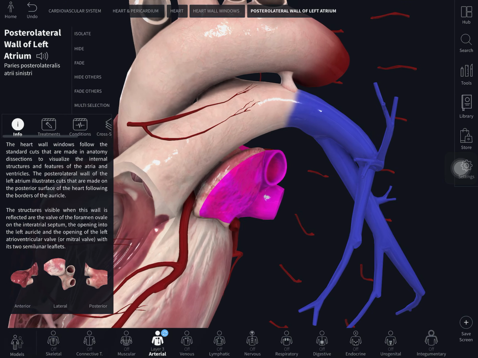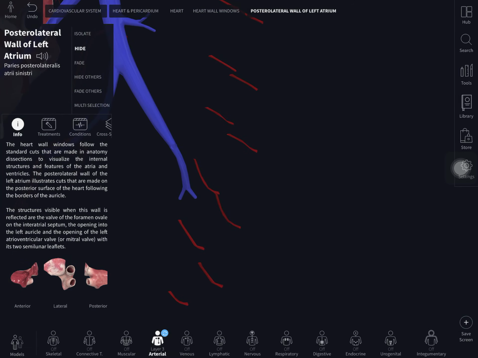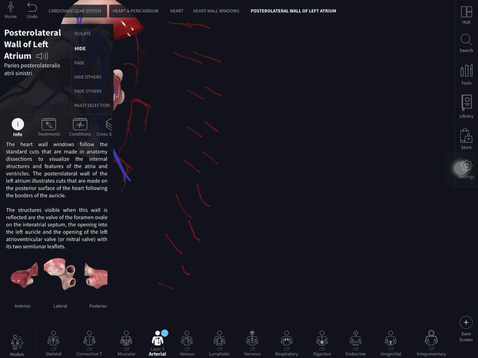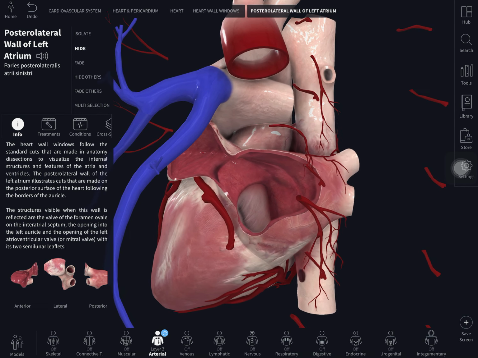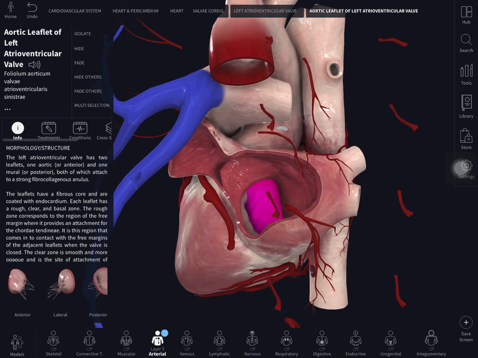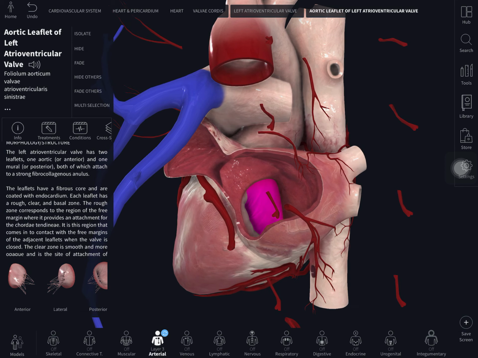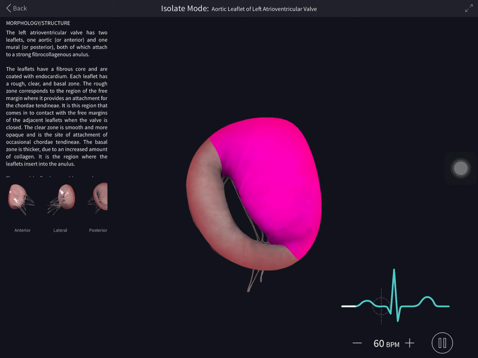Now I will remove this, open this left atrium, and show you. Once I open the left atrium, the left atrium will open into the left ventricle. The valve between the left atrium and the left ventricle is called the left atrioventricular valve, which is also called the bicuspid valve, that is two cusps. The bicuspid valve is also called the mitral valve.